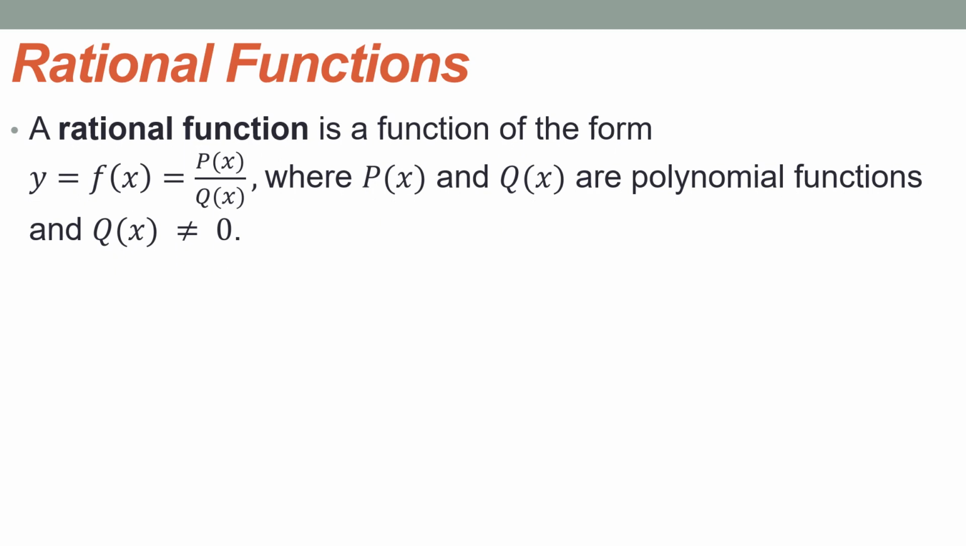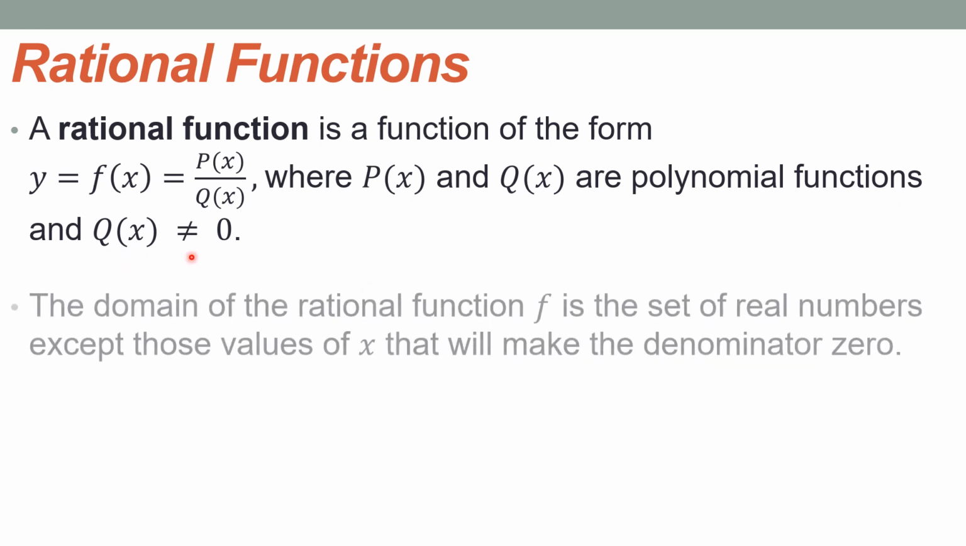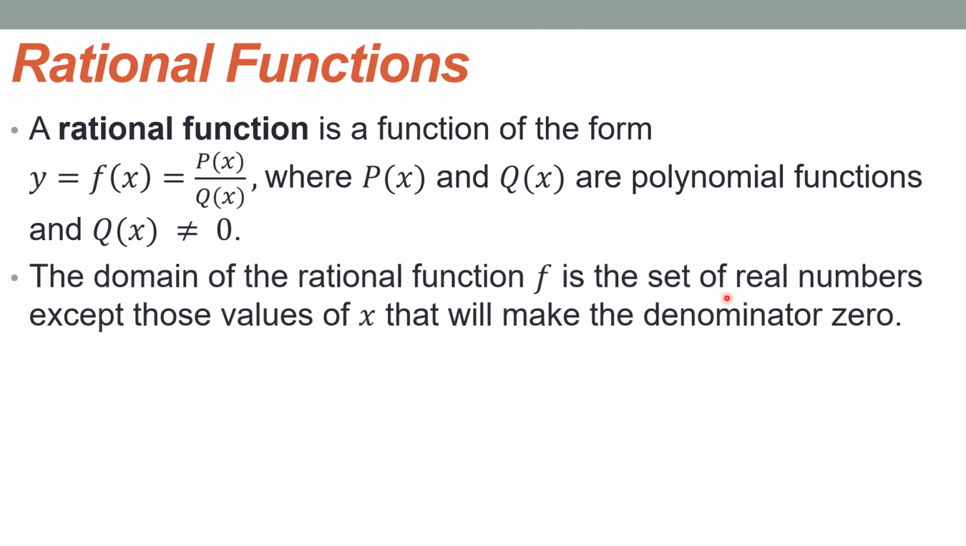A rational function is a function of the form y is equal to f of x, which is equal to p of x over q of x, where the numerator p of x and the denominator q of x are both polynomial functions, and the denominator q of x is not equal to 0. So the domain of the rational function f is the set of real numbers except those values of x that will make the denominator 0. Why? Because if the denominator of a given rational function is equal to 0, the whole function is undefined.